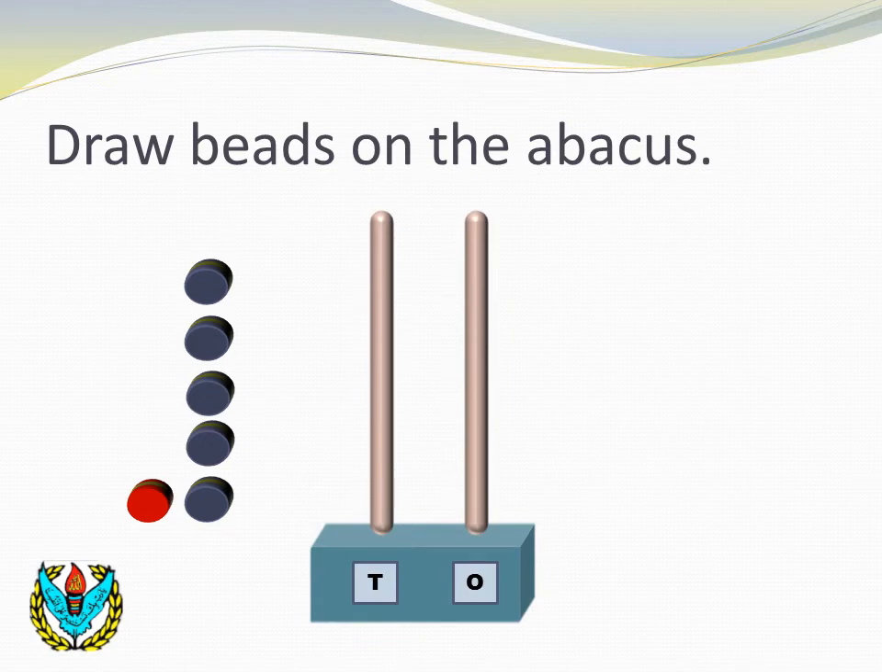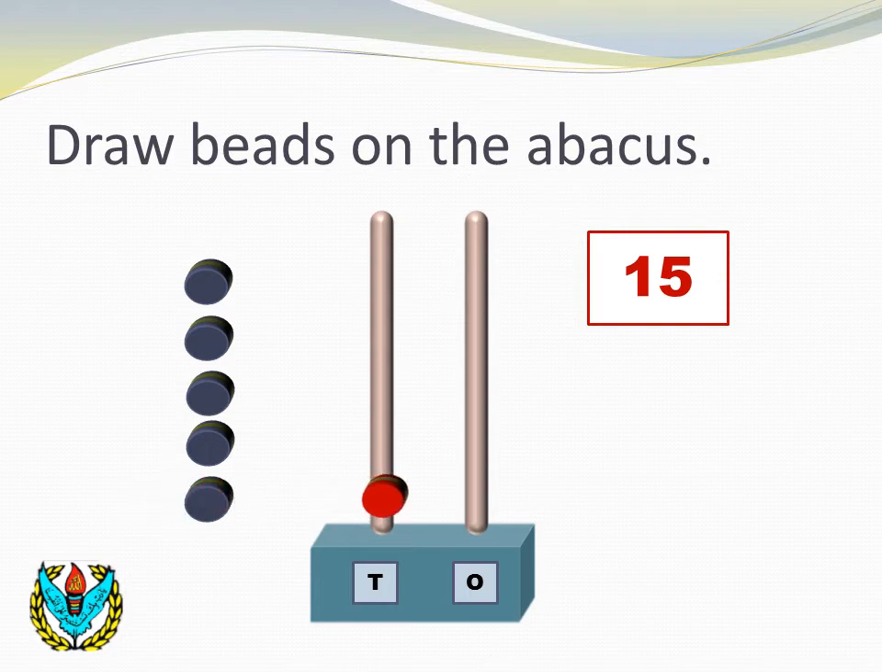Our next topic is how to draw beads on the abacus. There is an abacus and you have to put beads according to the number in the box. That is the number 15. The number on the left side is 1. So we put 1 bead in the tens rod and 5 is on the right side, so we put 5 beads in the ones rod.